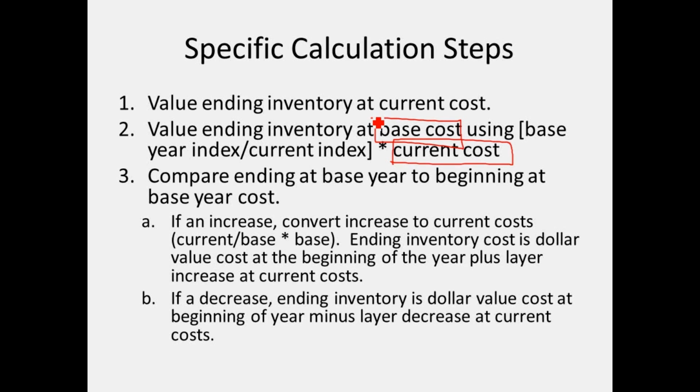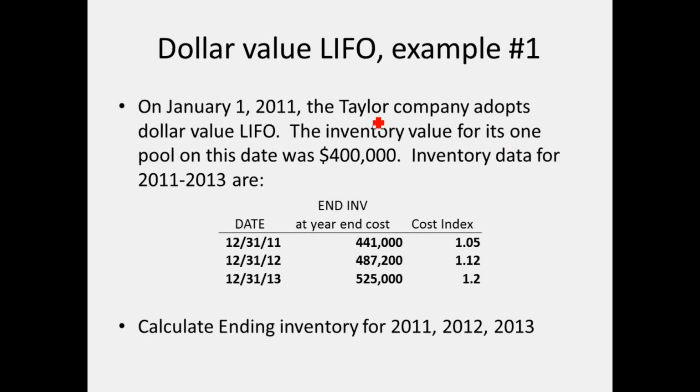If I have less, it means not only did I use up everything I bought this year, I also used up some of the stuff that I had on hand from the previous year. And you'll see how this works. Okay, so let's just do this nice example where prices are just going up and up and up, so we don't have to worry about price changes contributing to inventory level decreases. Okay, so let's say on January 1st, 2011, this company adopts dollar value LIFO.